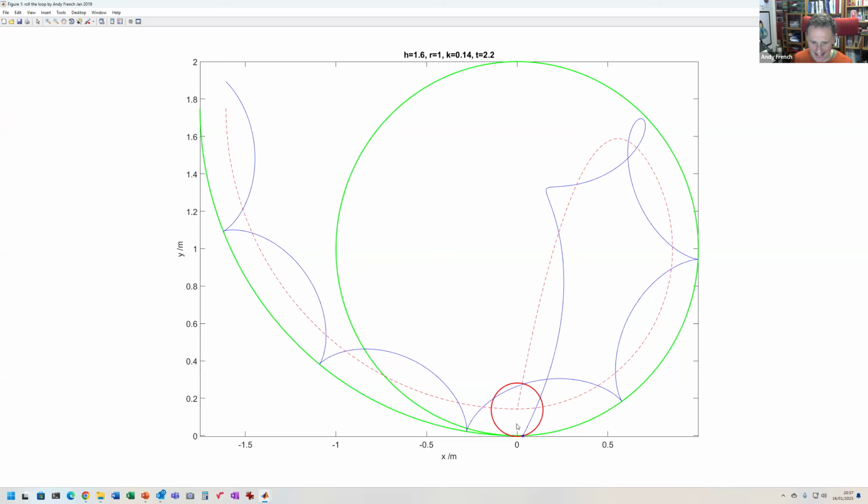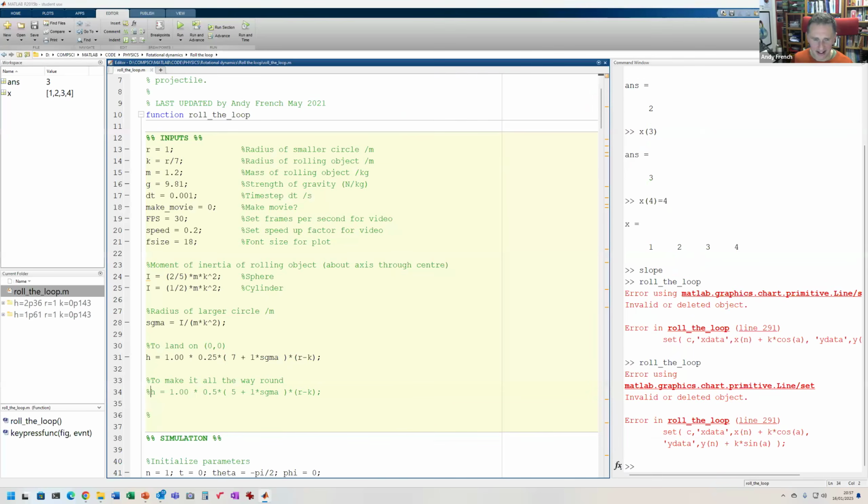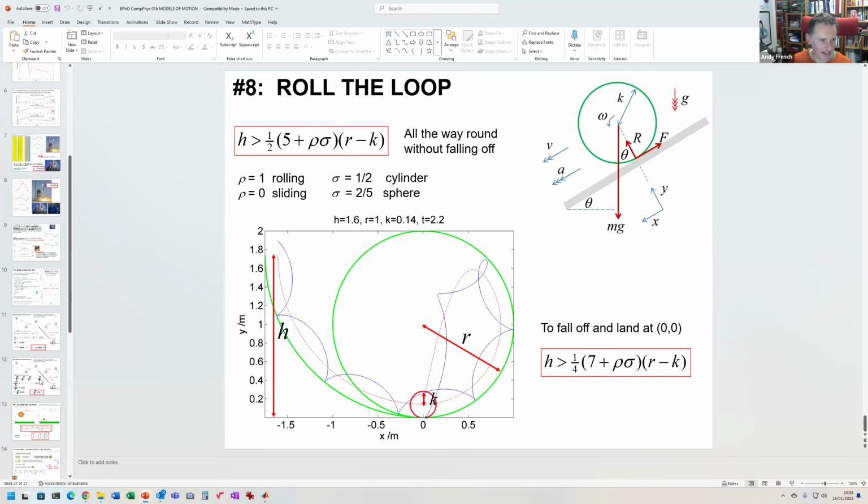There you go. So there we are, the edge of the sphere. Right. I think we'll stop there. Hope that was fun. Again, the idea here is to just give you some inspiration of the sort of things to do. So if you've never programmed before, don't start with roll the loop. I would probably start off with a calculator.